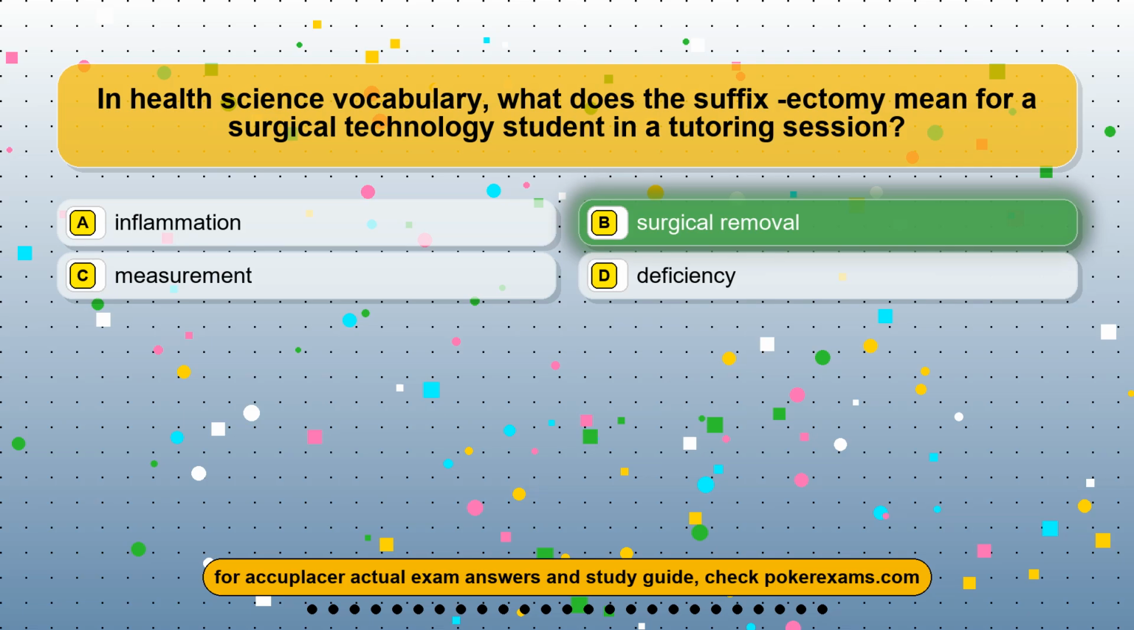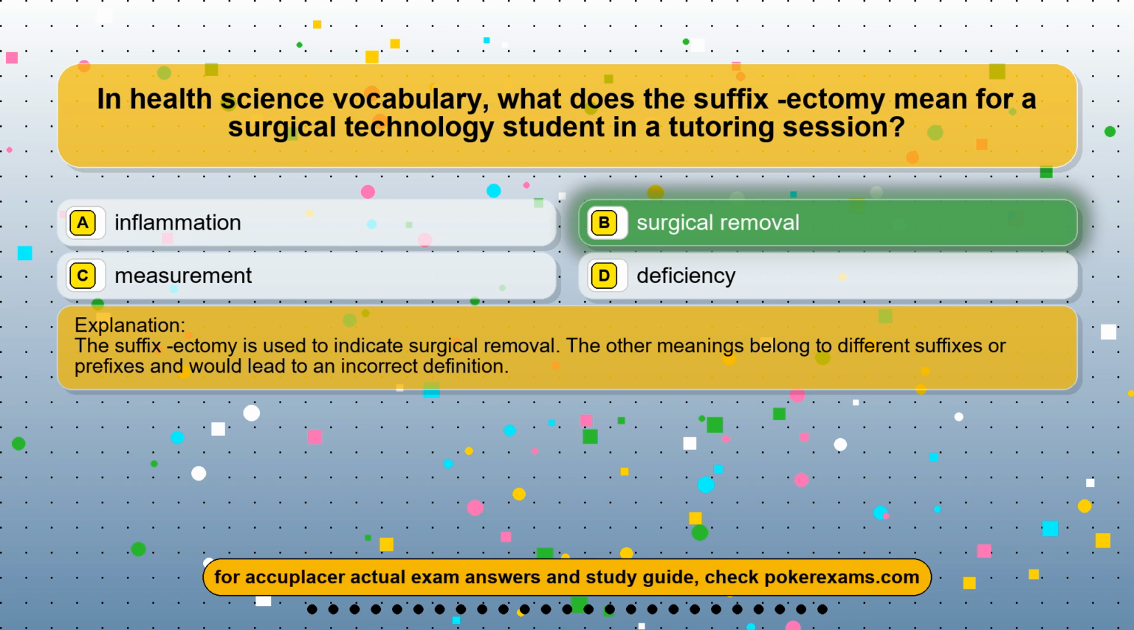The correct answer is option B. Surgical removal. The suffix -ectomy is used to indicate surgical removal. The other meanings belong to different suffixes or prefixes and would lead to an incorrect definition.